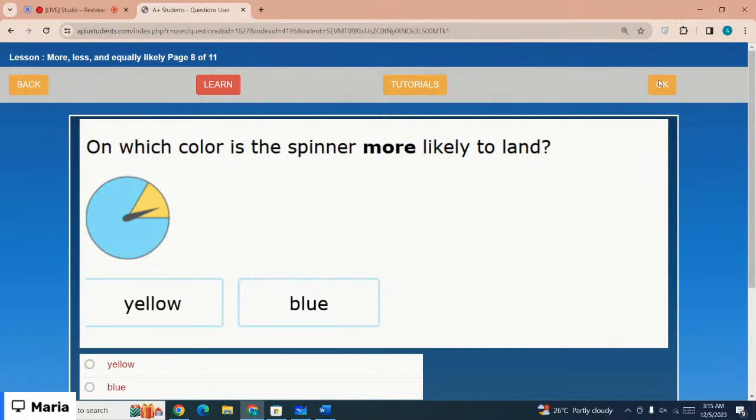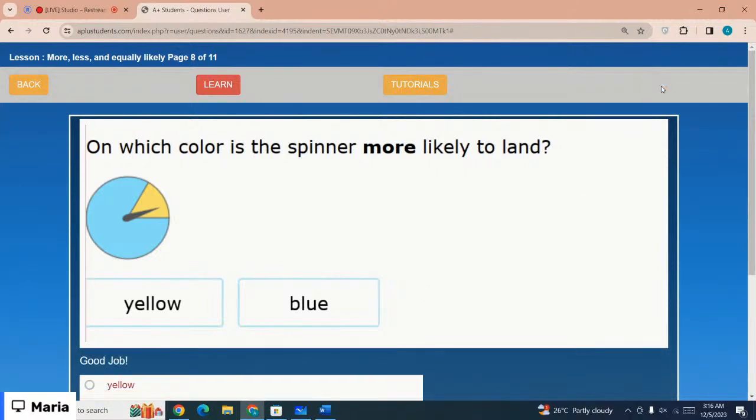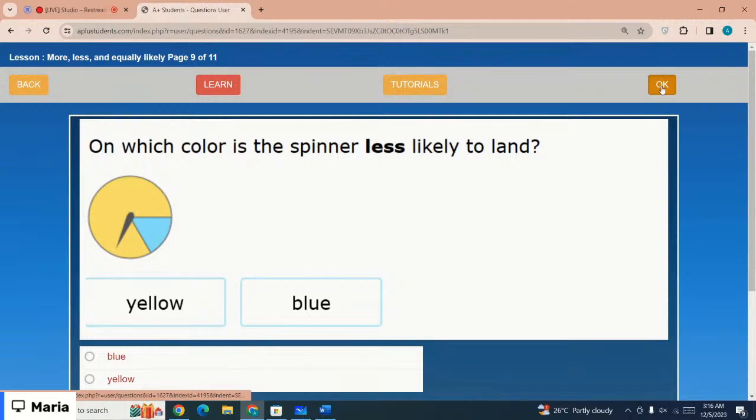The correct option is more likely on yellow. No, more likely on the color that has the more portion. Blue color has the more portion, so it is more likely to land on blue. Got it? The correct option is blue because most of the portion of the spinner is blue, right? The color that has more portion has more chances, and the color that has less portion has less chance, right?